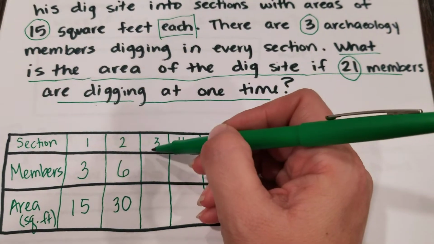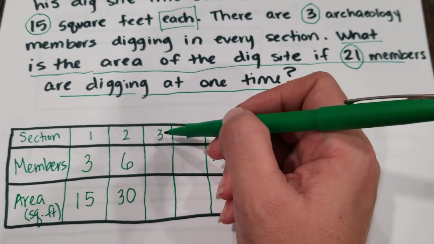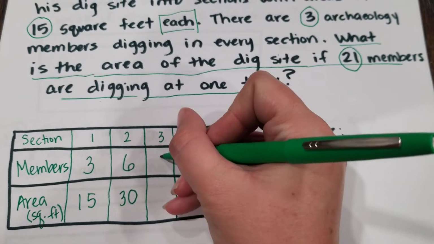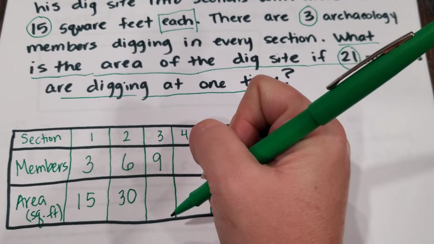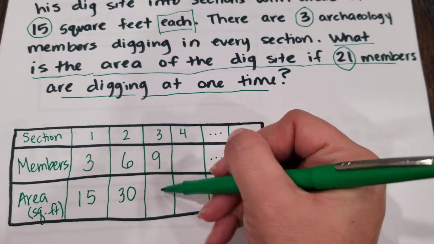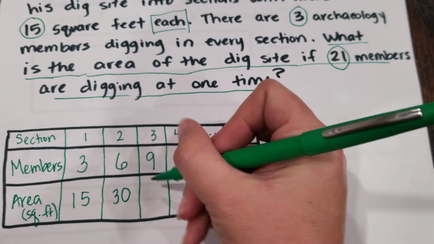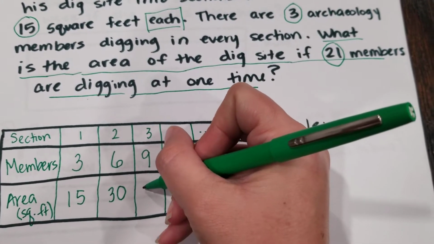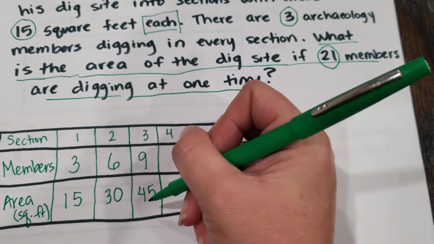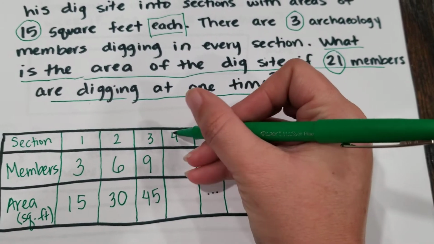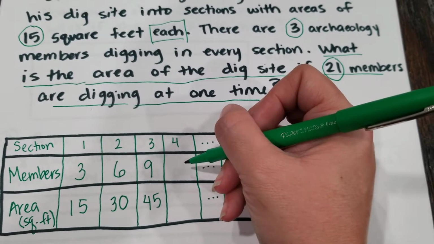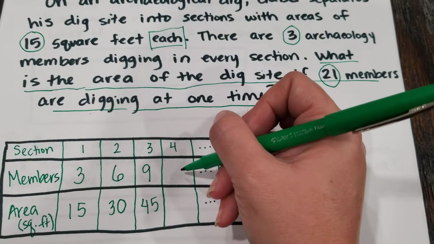Now imagine 3 sections of the archaeological dig. Okay, if there's 3 people in each of the sections and there's 3 sections, then 3 times 3 is 9, right? If there's 15 square feet in each section and there's 3 sections, remember this is our 3 column, then that would be 45, because add 15 to the 30, right? And then if there's 4 sections on the archaeological dig, it's getting bigger and bigger, and the numbers are getting bigger and bigger, but that's okay.